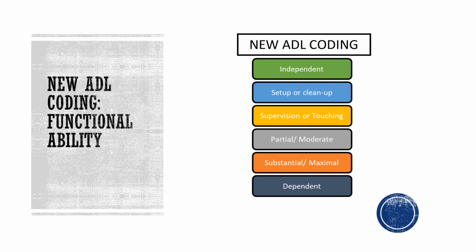Here is the new way we'll be documenting ADLs. Instead of answering 2 separate questions about self-performance and the level of support we provided, we will use a 6-point scale. This scale will cover both of those questions, and the new term we'll be using is functional ability. This single scale gives us a streamlined way to understand and describe how a patient is doing and how much help they are getting from us.